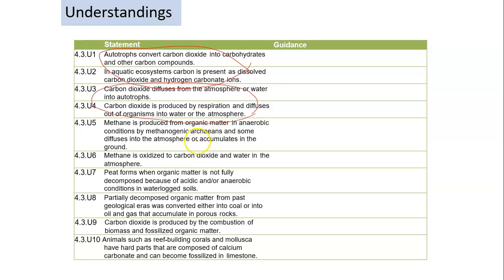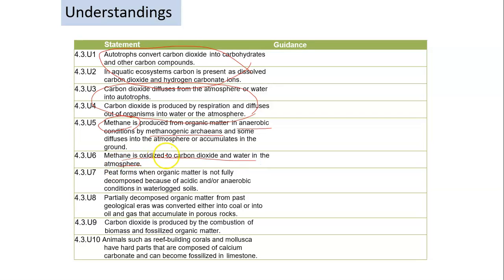Another thing related to carbon dioxide or carbon cycling is methane. Methane is produced from organic matter in anaerobic conditions by methanogenic archaeans, and after production, this methane will diffuse into the atmosphere. Methane is oxidized to carbon dioxide and water in the atmosphere.